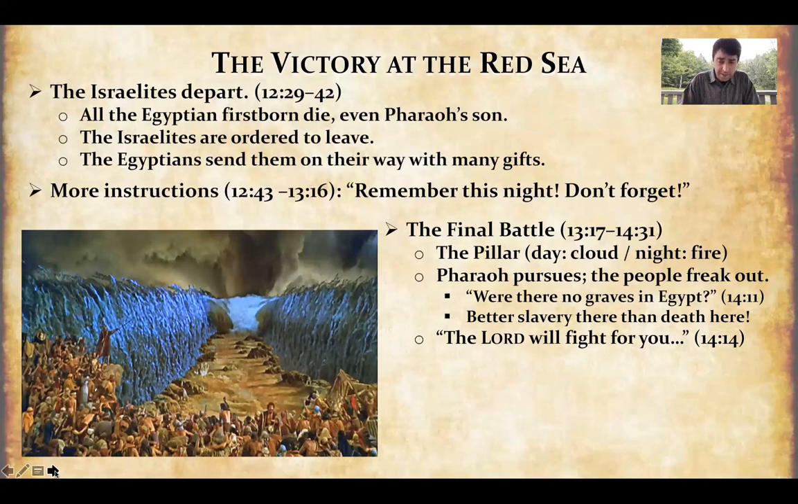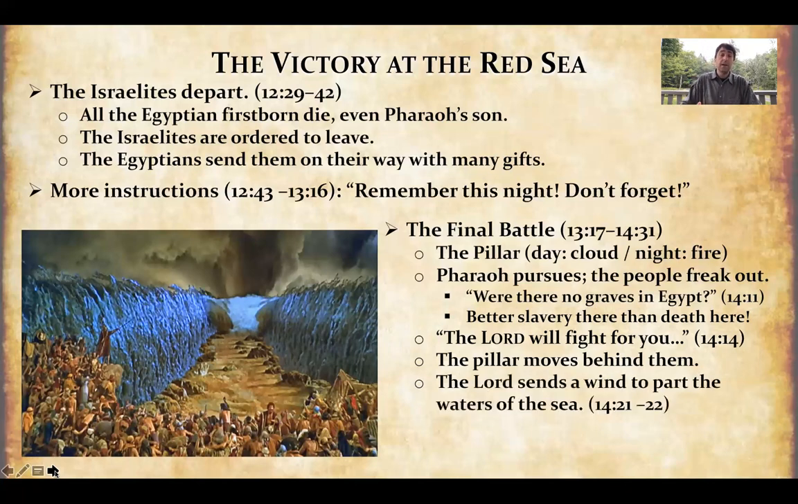So as he says this in chapter 14, the Lord will fight for you. Don't worry about fighting them. They probably didn't have weapons anyway. This pillar, which represents God's presence, moves behind them, so between the Israelites and the Egyptians, and they're given a little bit of cover so that then the Lord can send this wind.